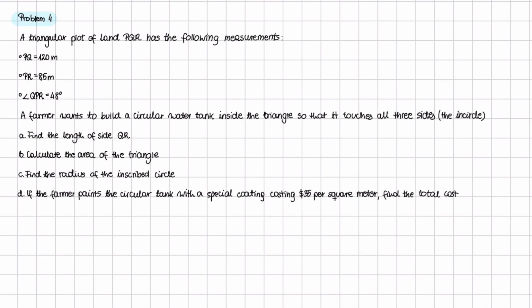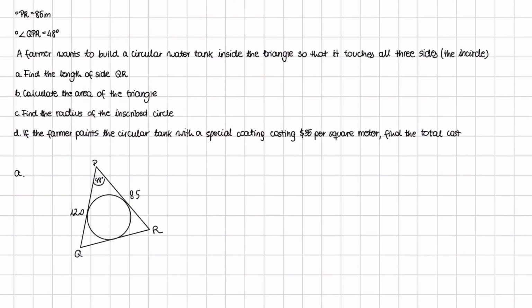Problem 4. A triangular plot PQR has the following measurements. PQ equals 120 meters, PR equals 85 meters, and the angle QPR equals 48 degrees. A farmer wants to build a circular water tank inside the triangle so that it touches all three sides, that is, encircle. A. Find the length of side QR. So firstly, let's just draw our image: a triangle and a circle. So this is our image, and now we have to calculate the length of side QR.